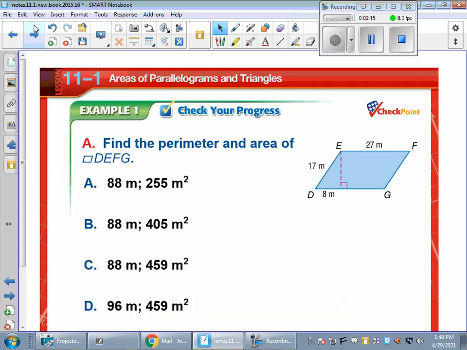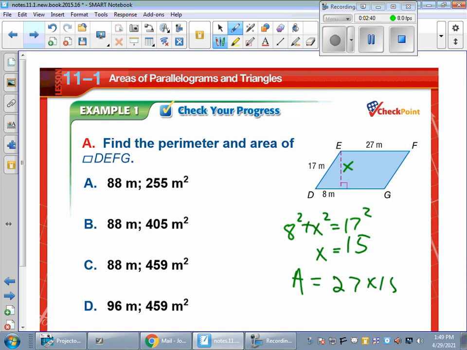This one I would want you to try on your own and see what we're doing here. It says perimeter and area again, so same concept. Again, we call that x, so 8 squared plus x squared equals 17 squared. When you break that down, you find that x ends up being 15. So to find the area we're going to go base of 27 times the height of 15. 27 times 15 is going to give you 405, and that is meters squared.